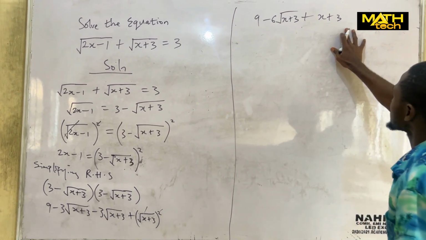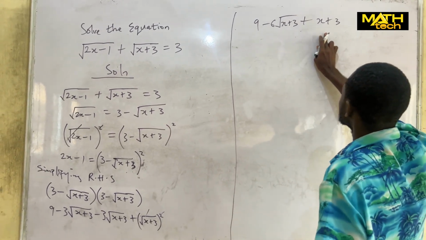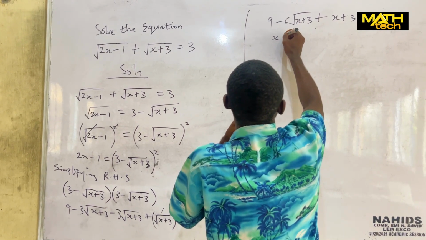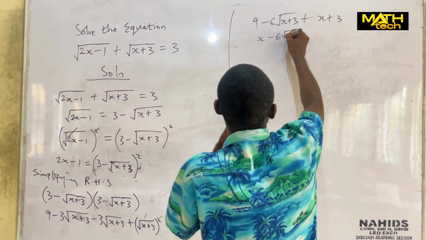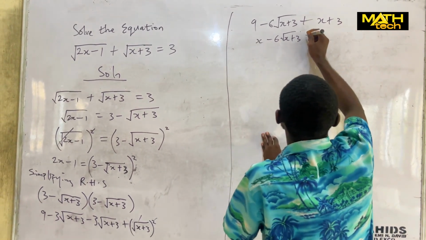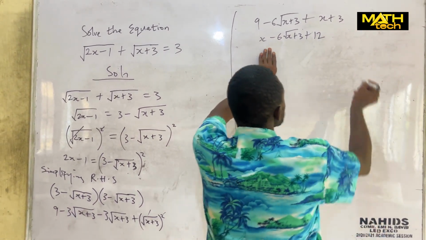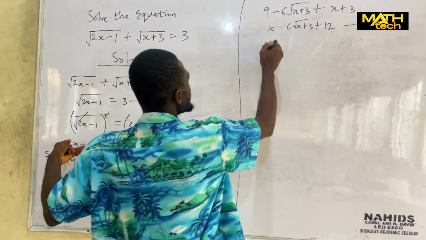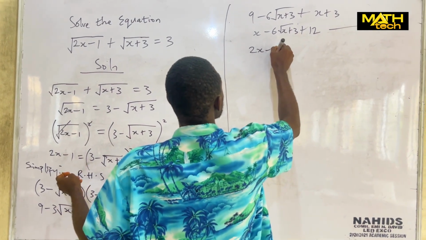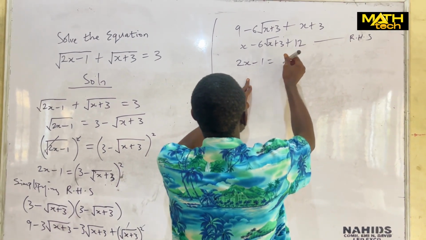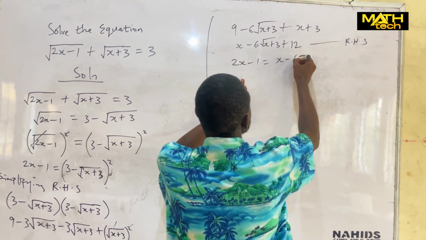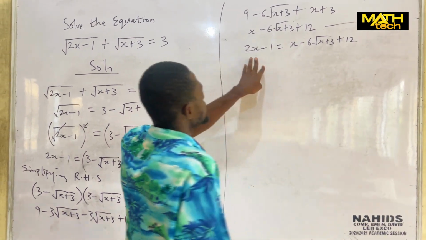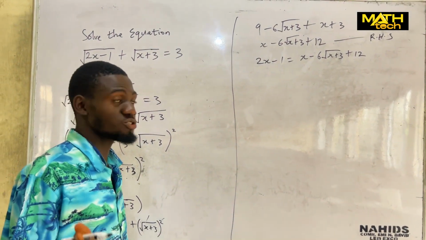So you can simplify further. We are having two whole numbers, 9 and 3. So therefore we can have x minus 6 square root of x plus 3 plus 12. And this is the right hand side. So let's bring everything back together, and here we'll be having 2x minus 1 equal to x minus 6 square root of x plus 3 plus 12. And we bring like terms together. That should be the next step.